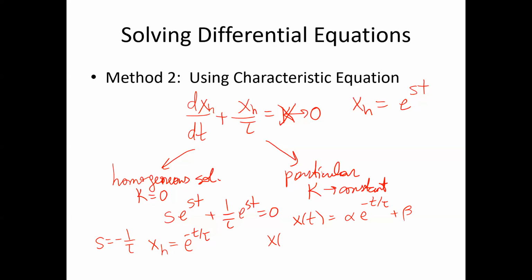Assuming that we're looking at t equals 0, x of 0 is going to be equal to alpha plus beta. And after a long time, x of infinity is going to be equal to just beta. So we know that beta here is our x of infinity, which is our final value. And alpha, from these two equations, has to be equal to the initial condition minus the final value. That's going to be the coefficient in front of here.